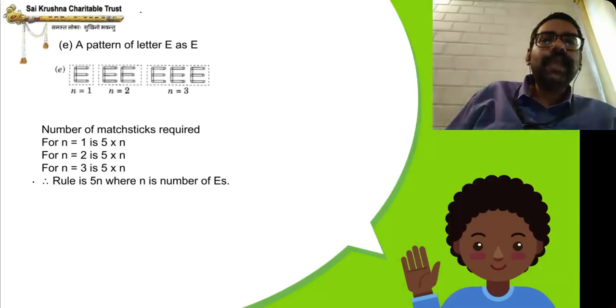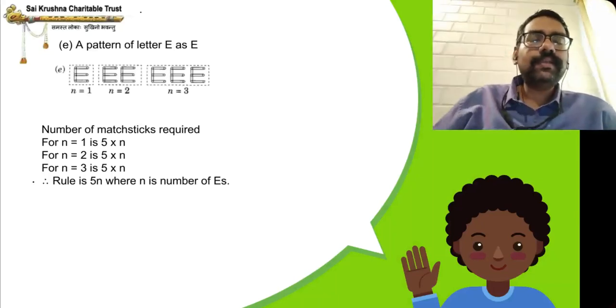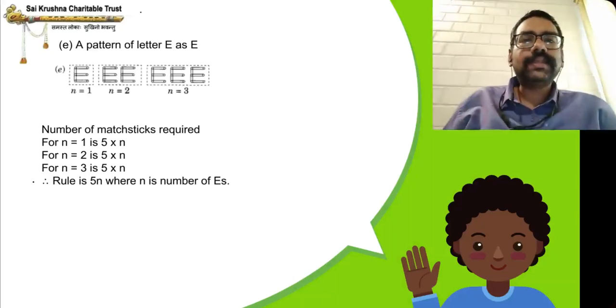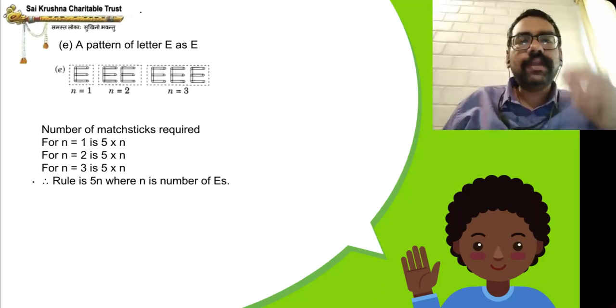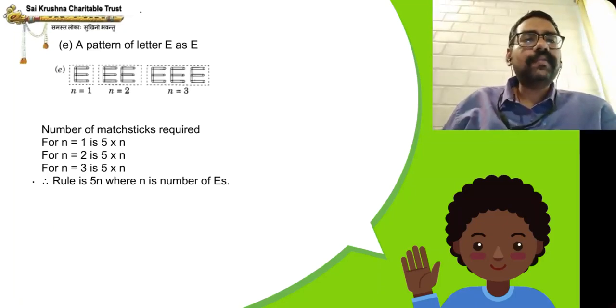Pattern of letter E. For 1 E, how many matchsticks? 5. For 2 E's, 10, so 5 into 2. N equal to 2 means 5 into 2, 10 matchsticks are required. N equal to 3, 5 into 3, 15. The rule is 5n, where n is the number of E's.